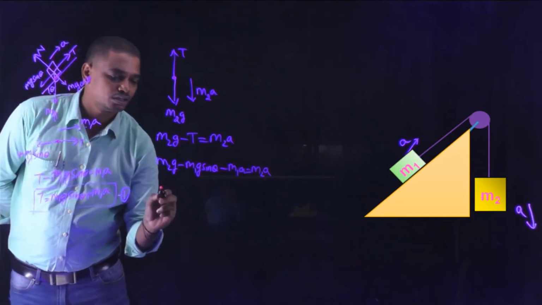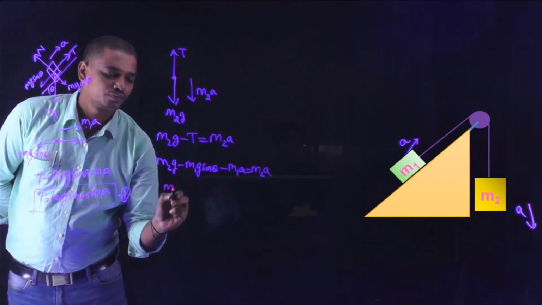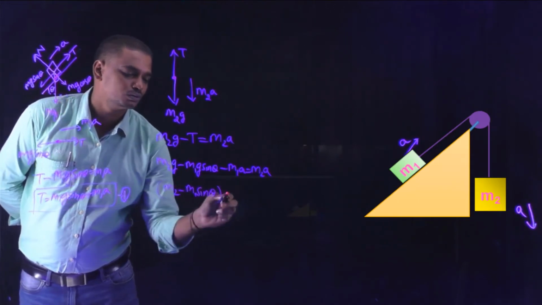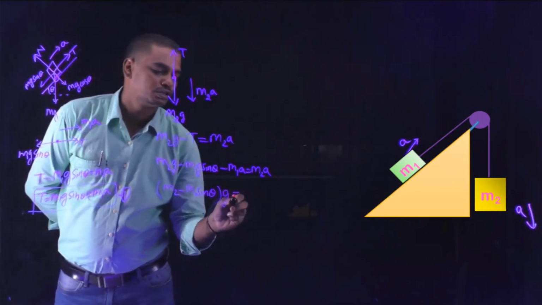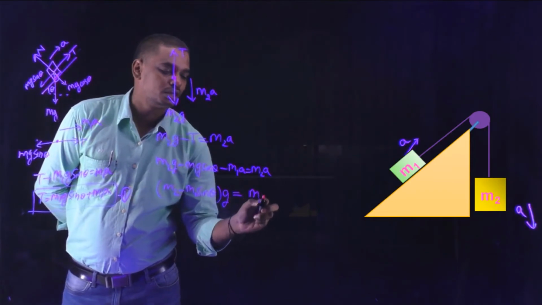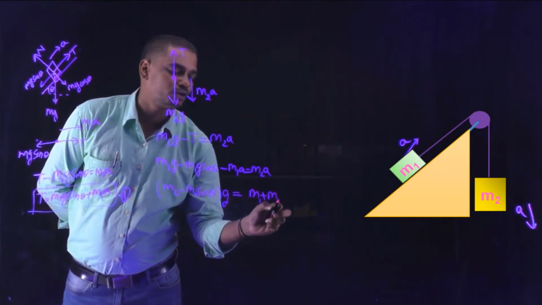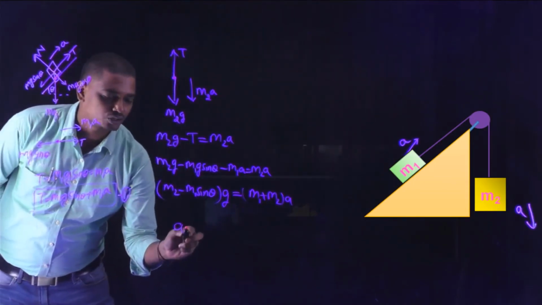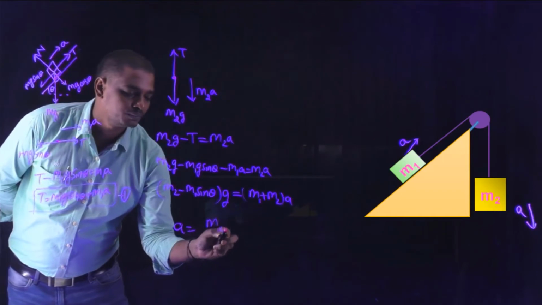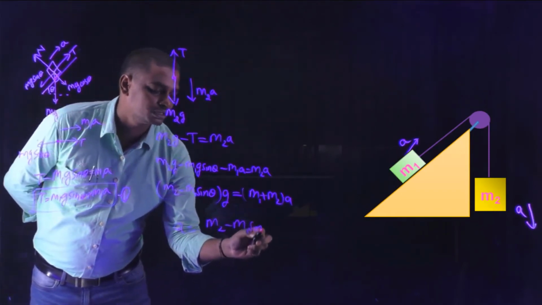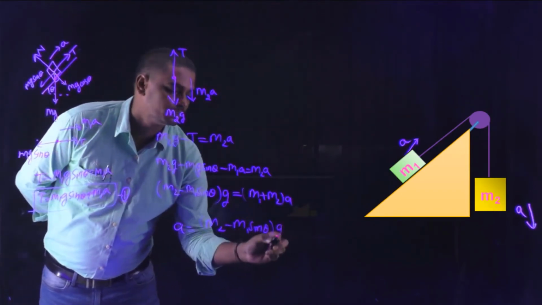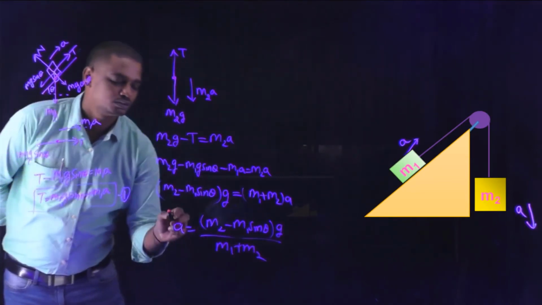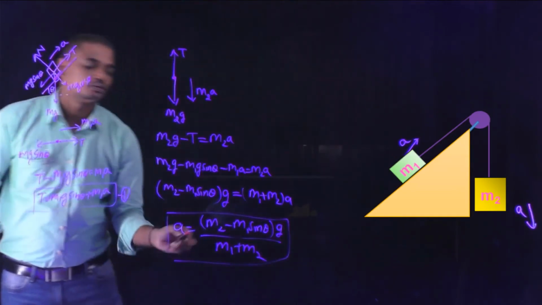Taking m1a to the other side and taking g common, we get (m2 minus m1 sin theta) into g is equal to m1a plus m2a, which can be written as (m1 plus m2) into a. From this, the acceleration of the blocks is a equal to (m2 minus m1 sin theta) into g divided by (m1 plus m2). This is the acceleration of the blocks.